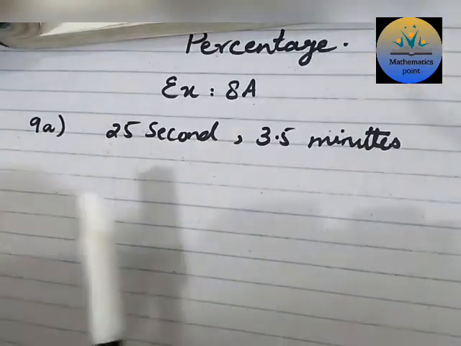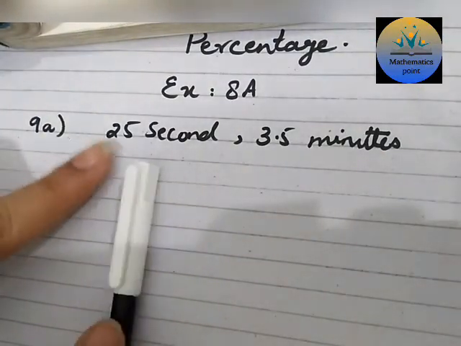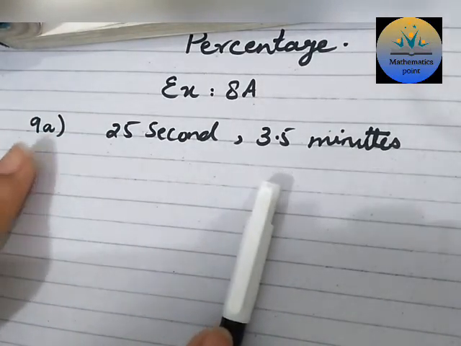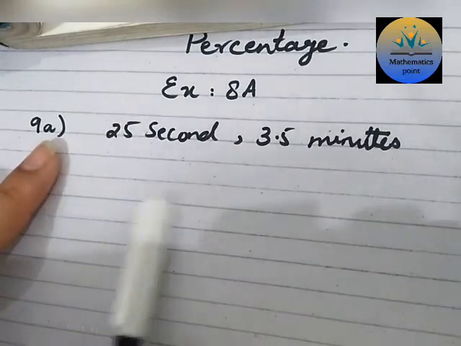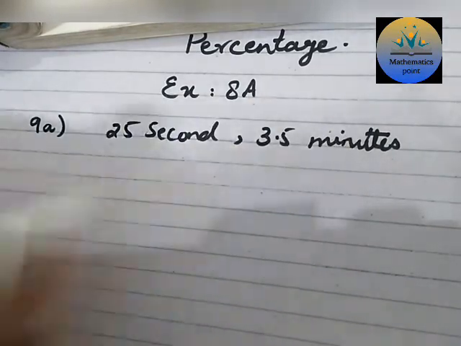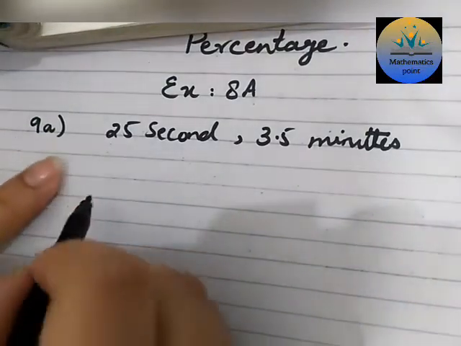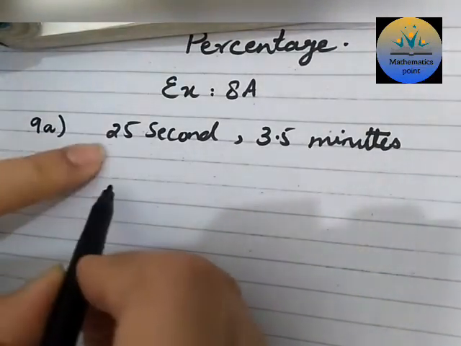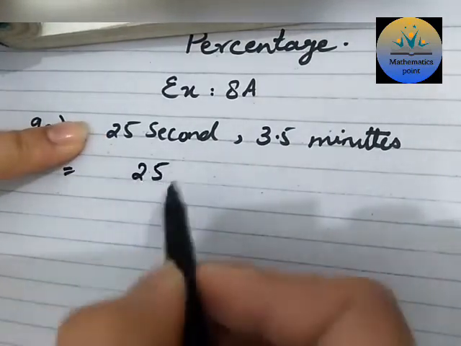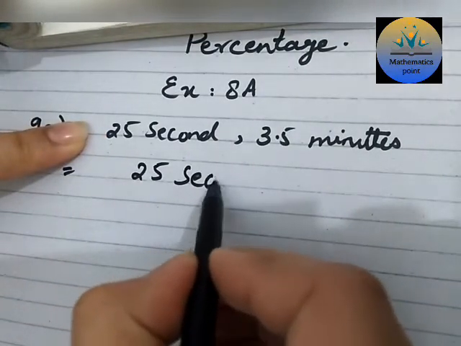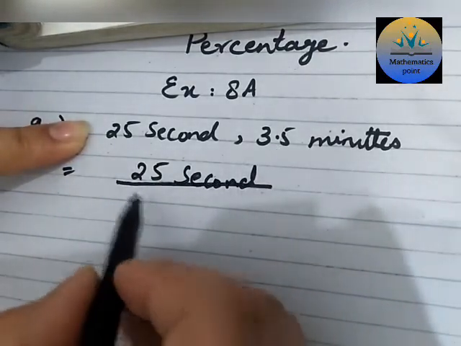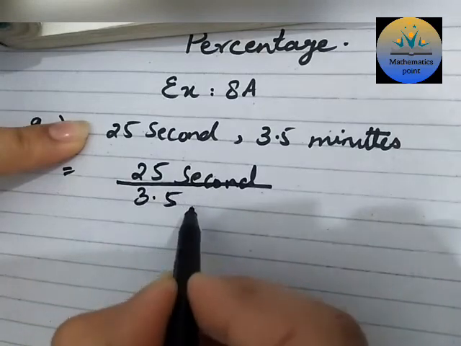Now here we have the two quantities. First is 25 seconds and second is 3.5 minutes. We have to represent the first as a percentage of the second. So the first will go in the numerator, and the one on which we want to represent will go in the denominator.